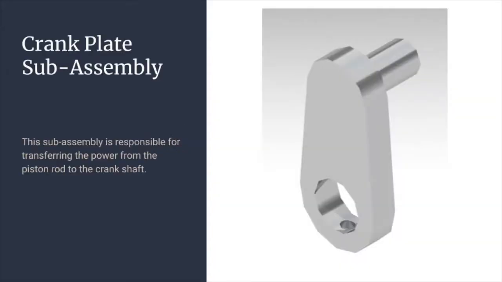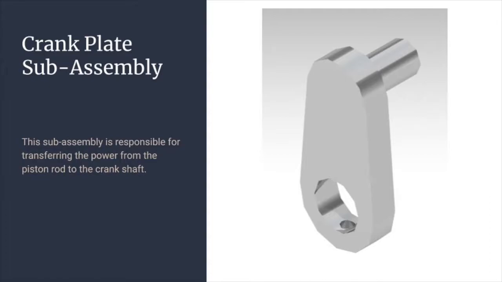Next, we will discuss the subassemblies. There are 5 overall. We'll talk about each one individually and how we broke it up and why. The first subassembly is the crank plate subassembly. The subassembly is responsible for transferring the power from the piston rod to the crankshaft. Basically, that means it's responsible for keeping the structure stable as it's rotating.